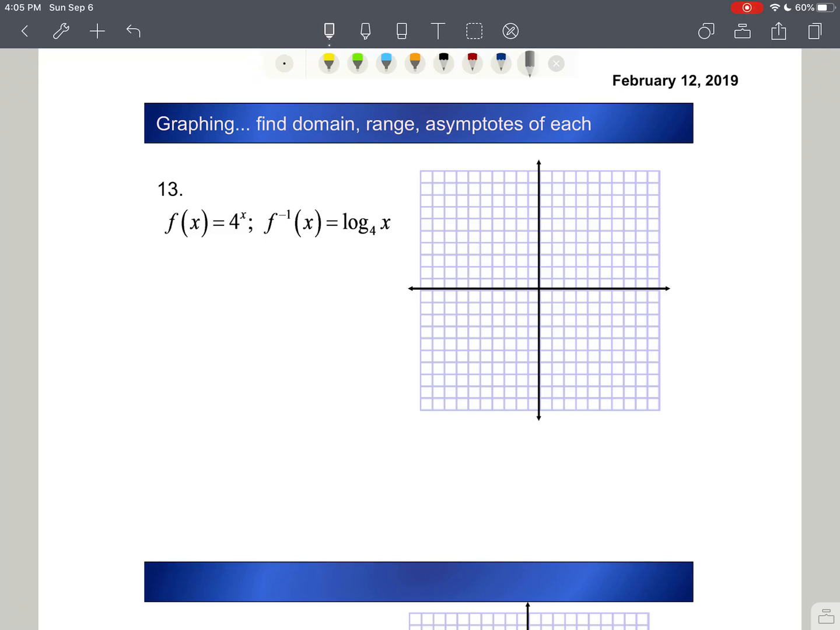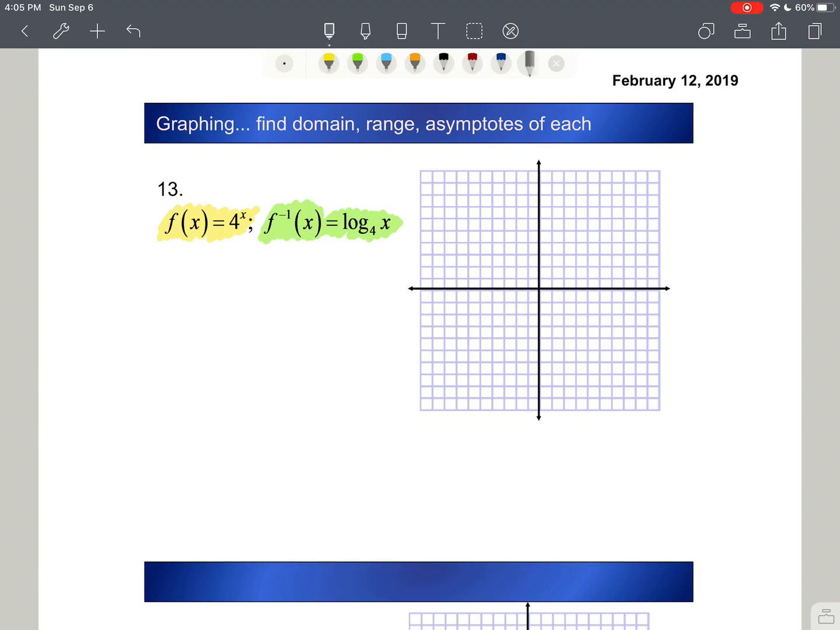Okay, so here's graphing. We want to find the domain, range, and asymptotes of each. In our last lesson, we talked about exponential functions, and that's what we have right here. f of x equals 4 to the x. That's an exponential function. And here, notice the notation, f inverse of x is equal to log base 4 of x. That's because logarithmic functions and exponential functions are inverses of one another.